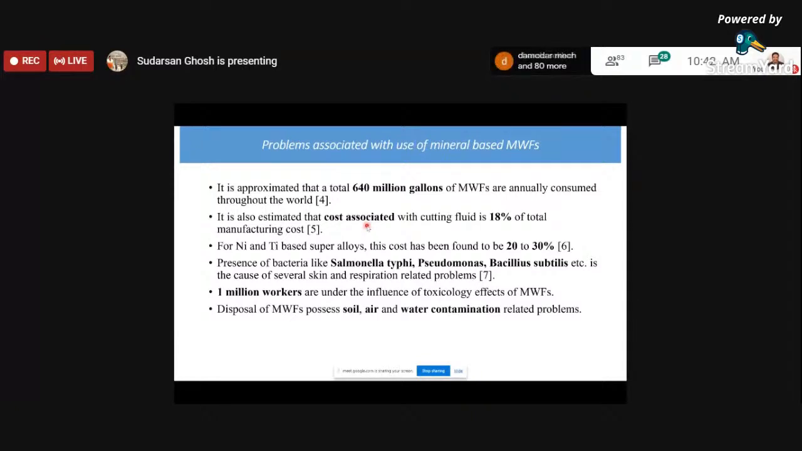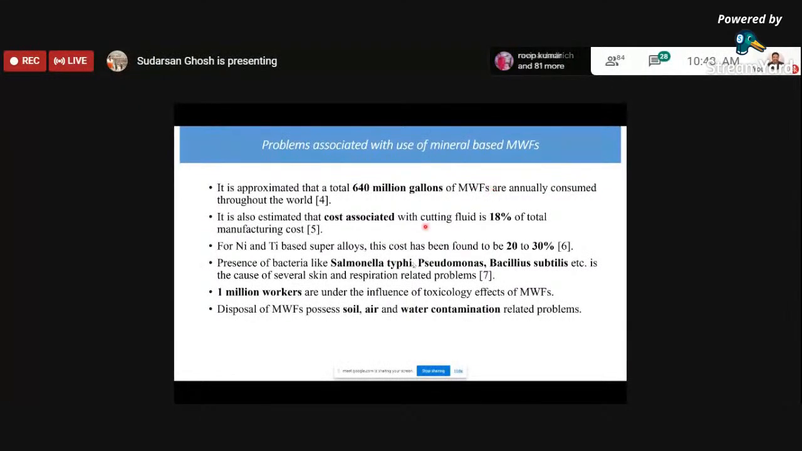You cannot simply dump this cutting fluid in the soil or in the water resources. You have to judiciously dispose of this cutting fluid. For that disposal you may require certain equipment, and that cost is also included in this 18%. And as you can see, because the super alloys are more difficult to machine materials, this 18% can even go as high as 30%. This is related to the cost of usage of metalworking fluids.